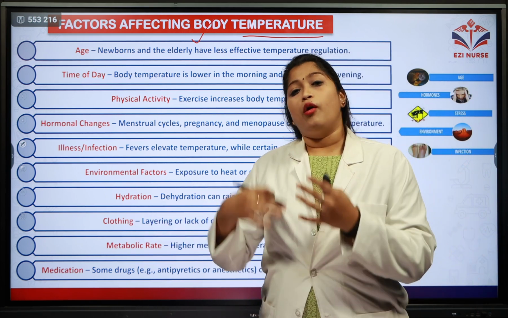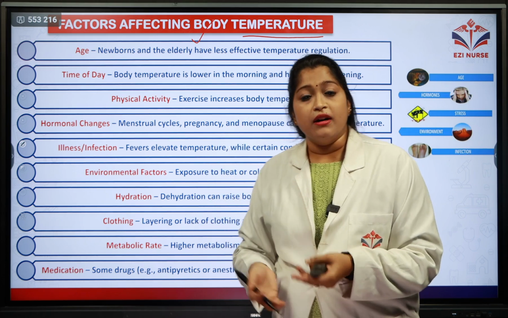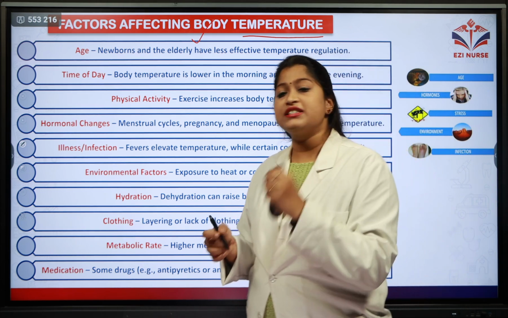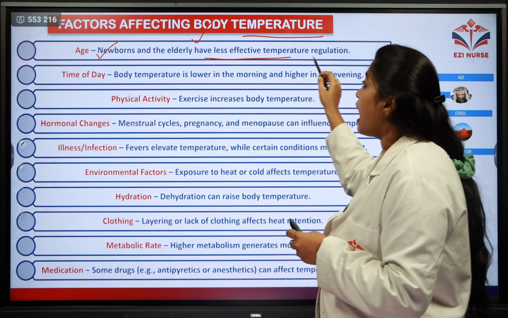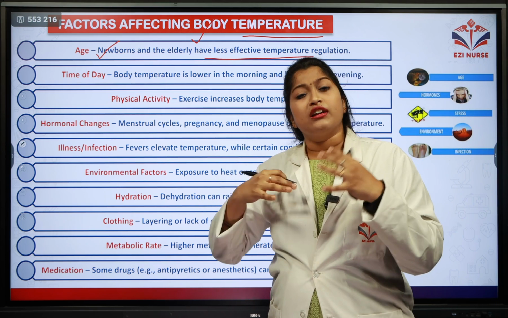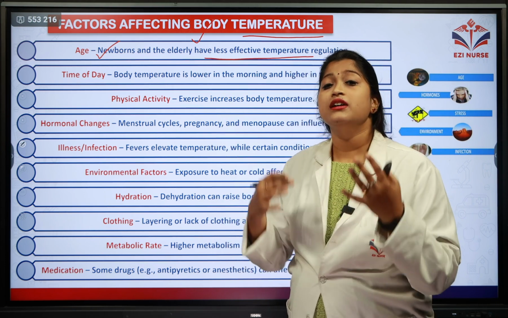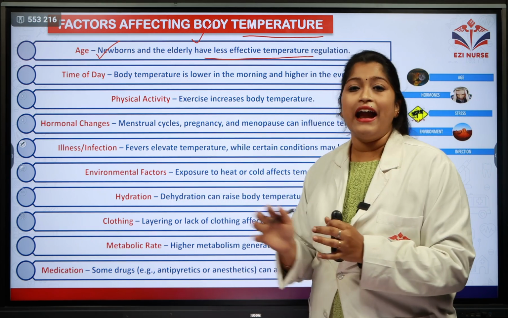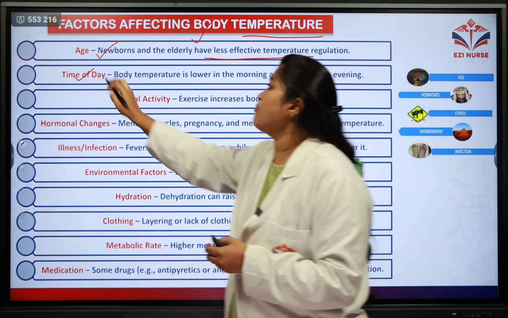As we all know, body temperature keeps on increasing and decreasing as per the condition of the person. What are the different factors which affect our body temperature? First factor is age. The newborns as well as the elderly people have less effective temperature regulation. Their body cannot regulate the temperature, and hence there are more fluctuations in body temperature seen in newborns and elderly people.